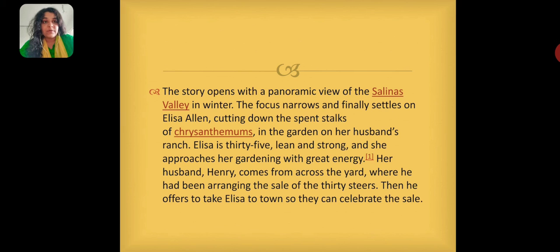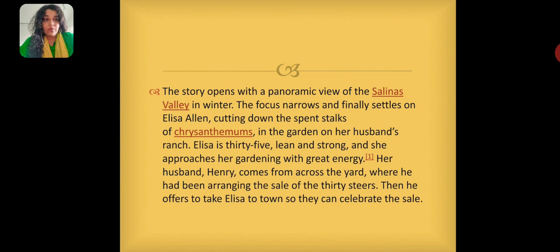So first we are going to see what happens, or what the plot of the story is. The story opens with a panoramic view of the Salinas Valley in winter. Salinas Valley is where our protagonist lived, and her husband Henry had a farm. Not only the farm, he also had a ranch. So they are living in the Salinas Valley.